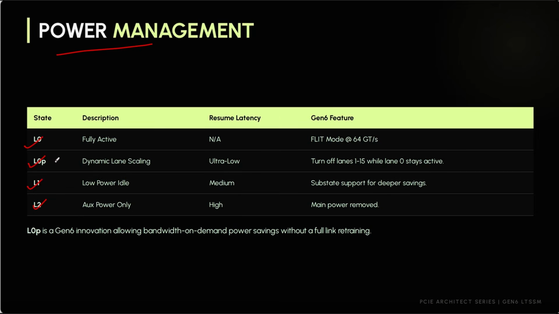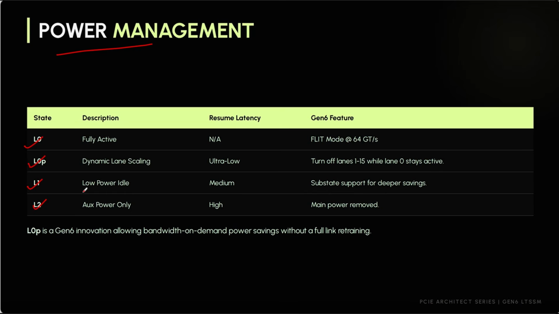L0p is particularly interesting in Gen 6. Instead of disabling the entire link, here the selected lanes can be turned off dynamically. This reduces power consumption while maintaining bandwidth flexibility, whereas L1 provides a deep power saving state and L2 removes most link power entirely. So power management is especially critical in laptops, servers and even in AI accelerators.